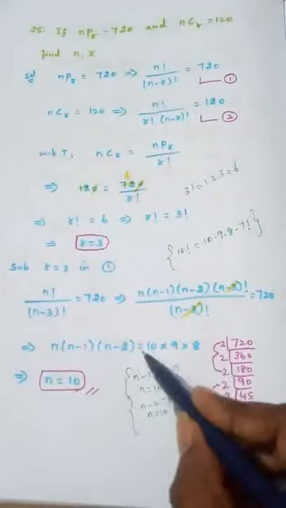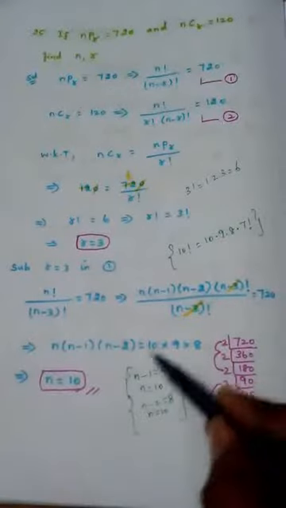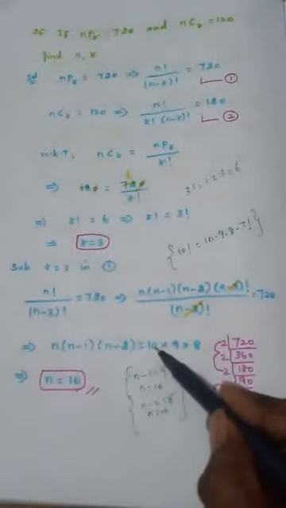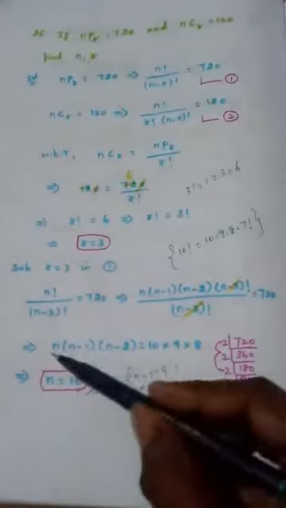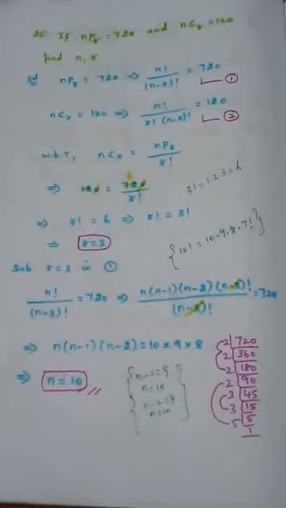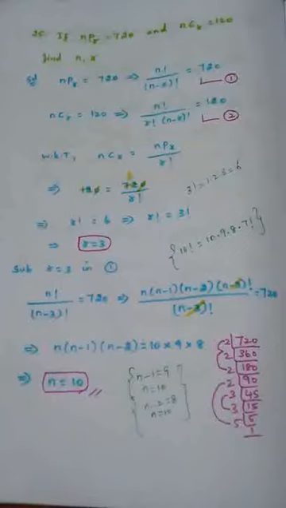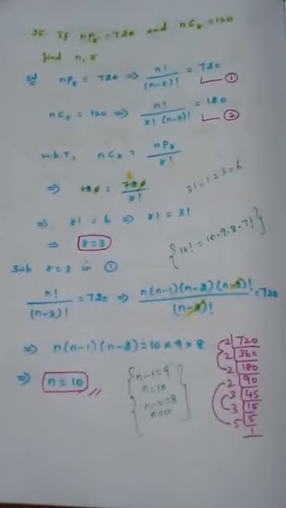By simply seeing this, I am writing 720 in descending order, 10, 9, 8, so that the n value we easily get as 10. I think you will understand. So we got two values, the n value as well as the r value. Write these problems and practice. We will go for the next sum.